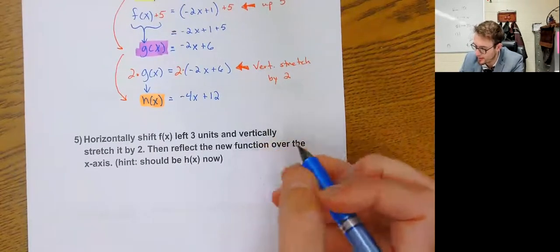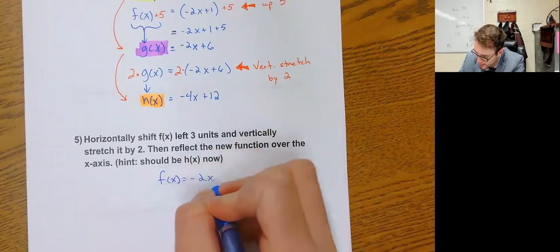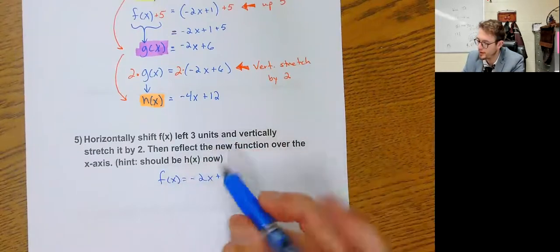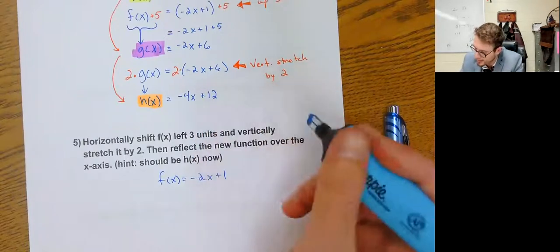F of x. So what do we got here? We have the same thing, right? We got f of x equals negative 2x plus 1. I'm going to speed up a little bit for this one.